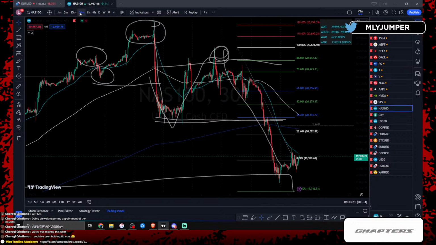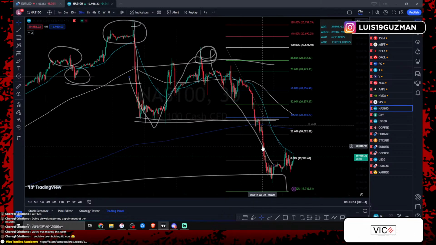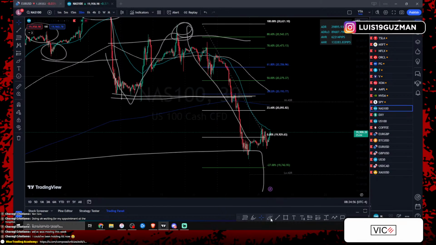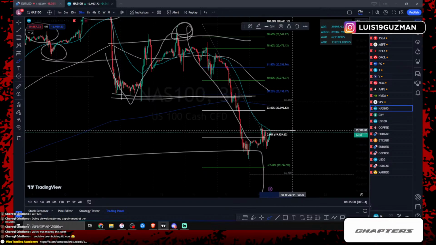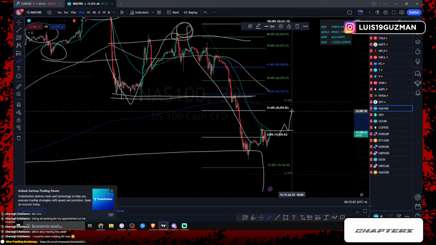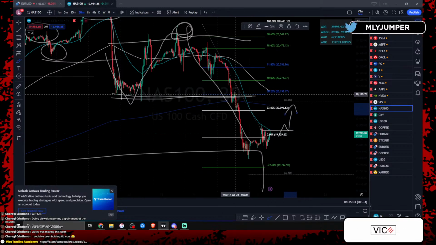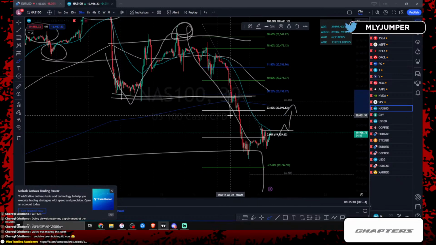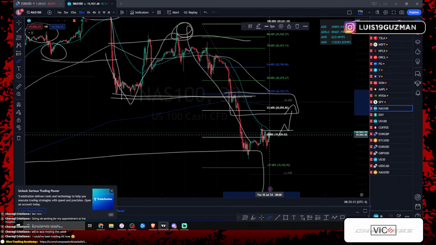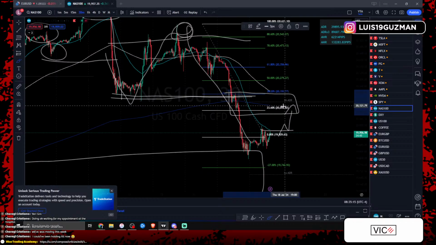I don't see why not. The only thing I would wait for, obviously, is for price to give us better structure. We could get this break from the top side, get a break and retest, then go back to the top side, anywhere in these zones here, between 38.2 and 23.6.